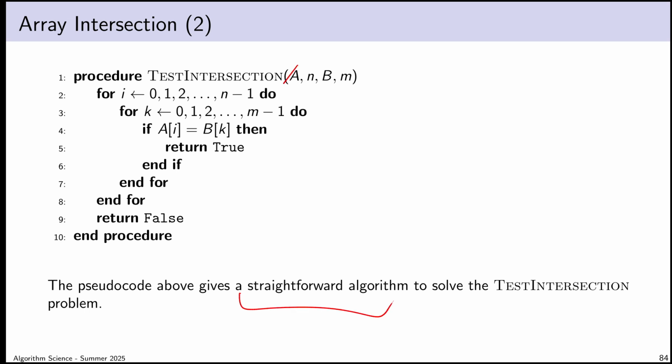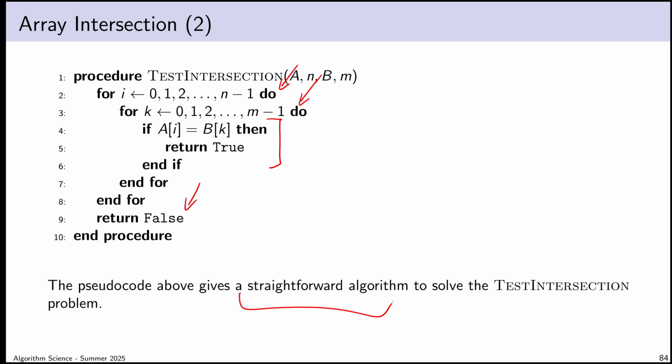I iterate over all the indices of A, 0 up to n minus 1. I iterate over all the indices of B, that's 0 up to m minus 1. And at each step, I just ask the question, is the thing I'm looking at in A equal to the thing I'm looking at in B? And if the answer is yes, then I found something that's in both. And if I get all the way to the end and I didn't find such a thing, well, then I guess it's not there, and so I return false.